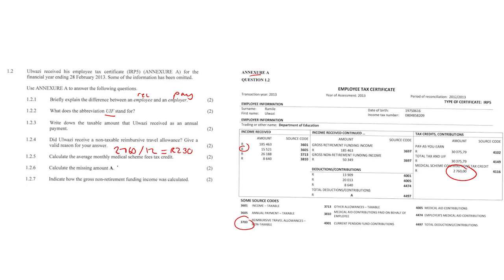Calculate the missing amount, A. So our A value, which is 4497, our total deductions and contributions. Well, we add the 30909, the 20013, and the 8640. And in total, we get 42,562.